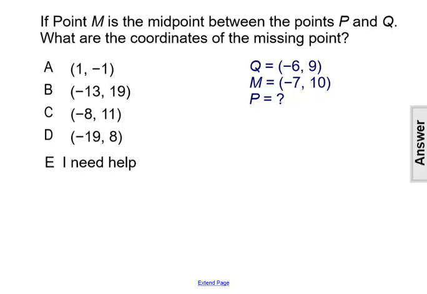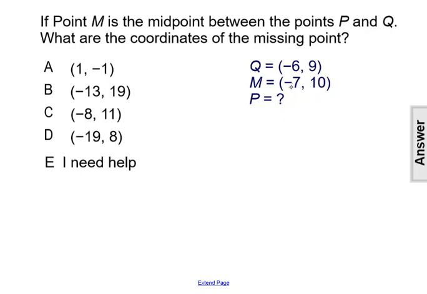If point M is the midpoint between the points P and Q, what are the coordinates of the missing point? There are two different methods to answer this question. The first is to use the midpoint formula and substitute in our known values and solve for the missing value.